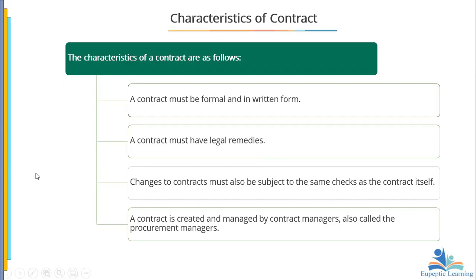So it lies on you, the seller, and also the buyer, to make sure that whatever changes we are making in the contract are subject to the same checks that it went through before getting it done.